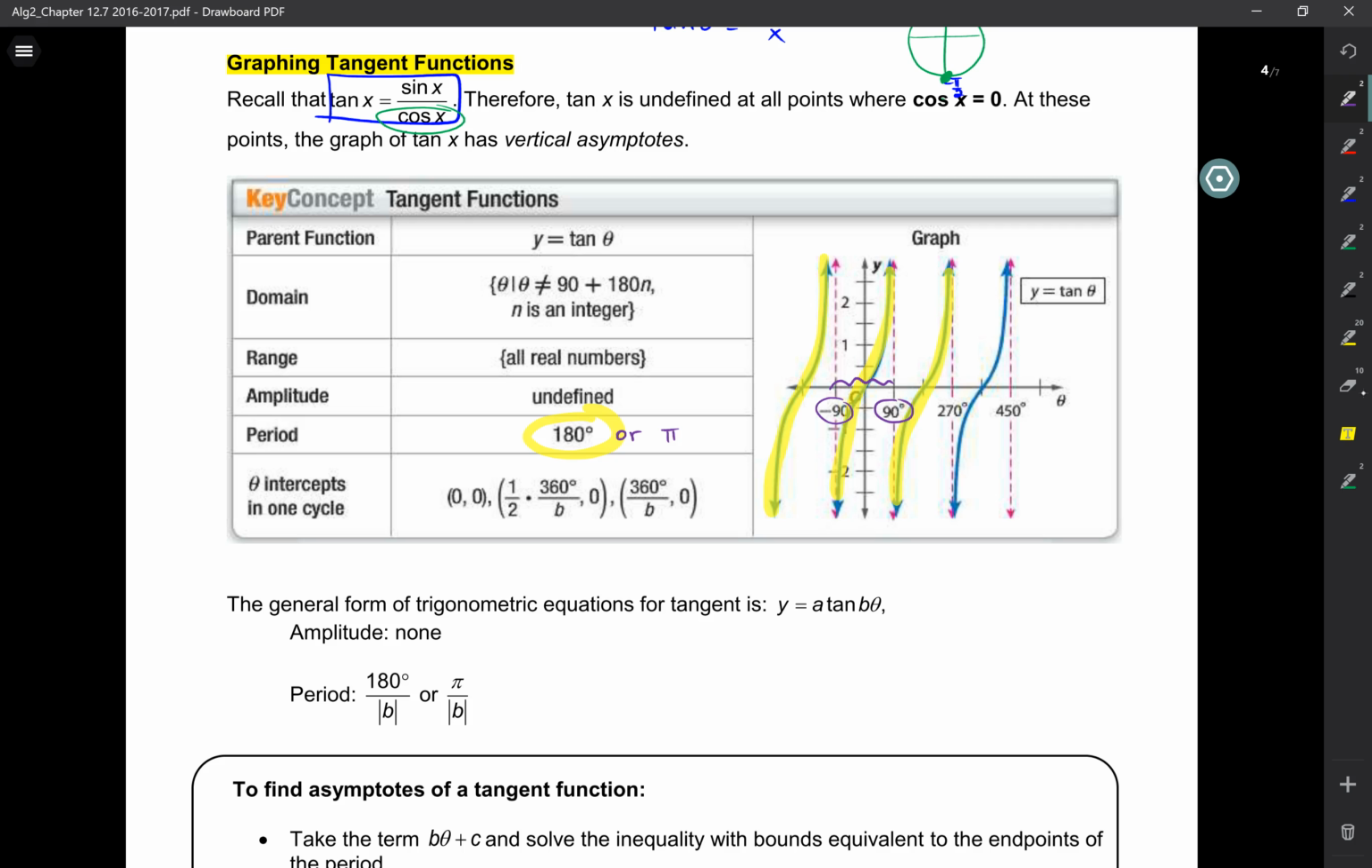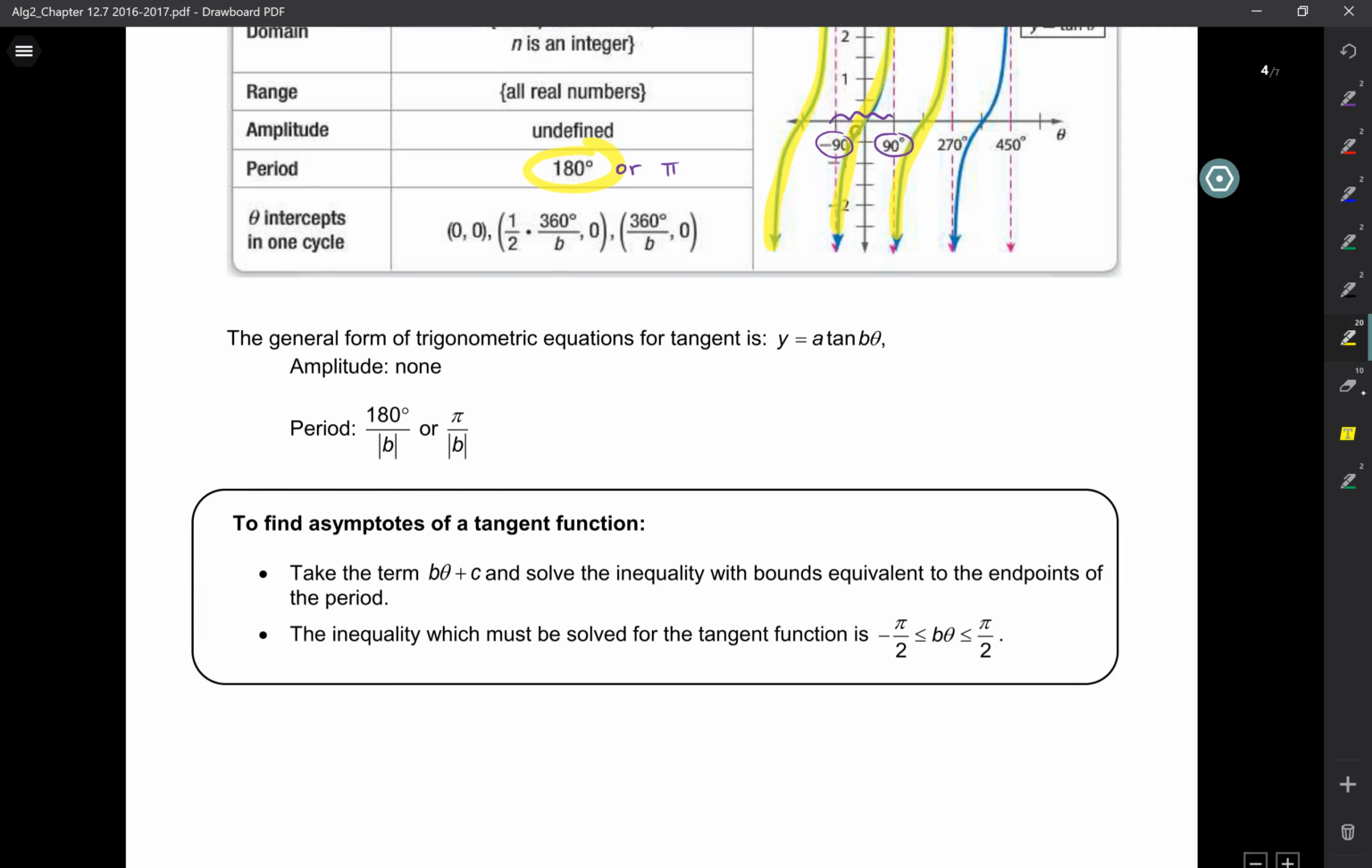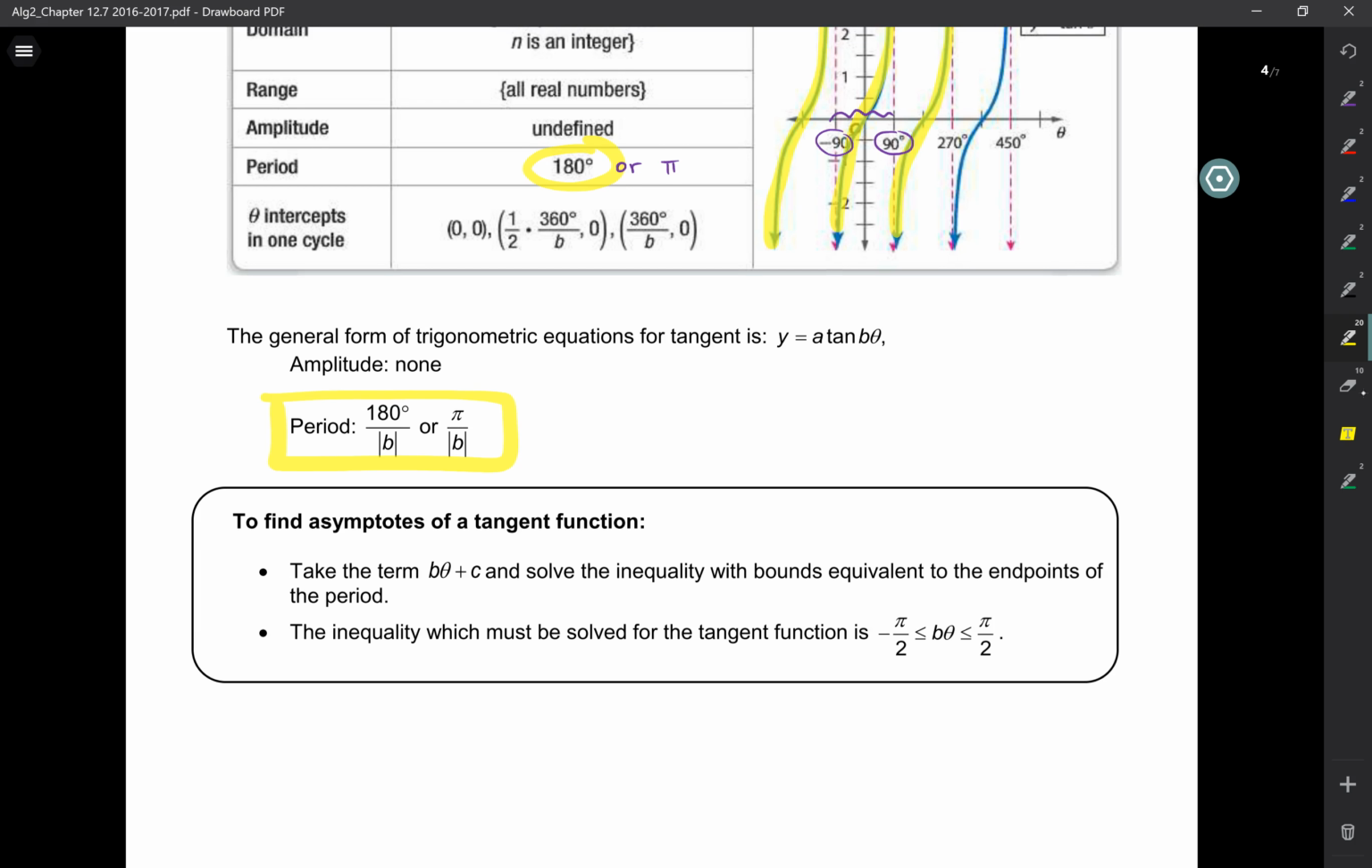What was the period for the sine and cosine functions? 2 pi. For the tangent, now it's pi. That means, remember how for sine and cosine we had to find 2 pi over b? Now for tangent, we have to do pi over b, or 180 over b. Any questions?